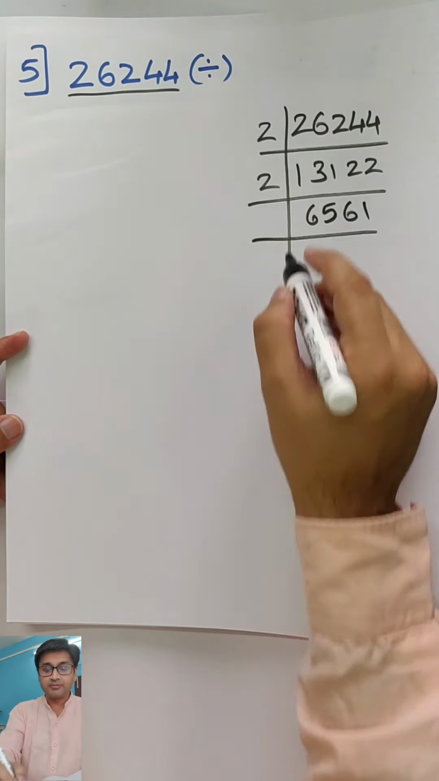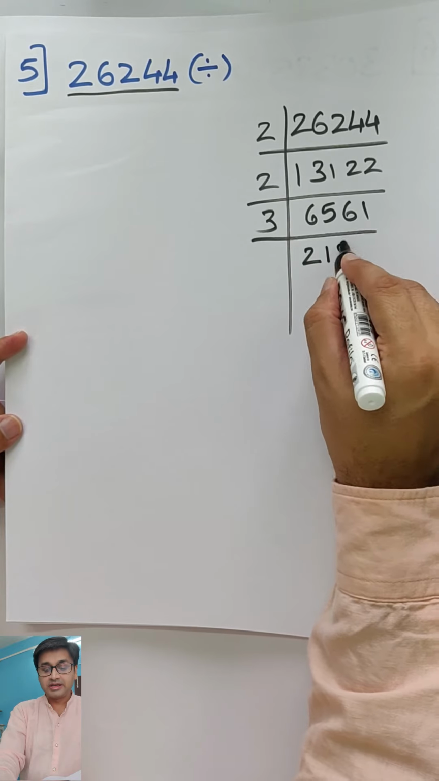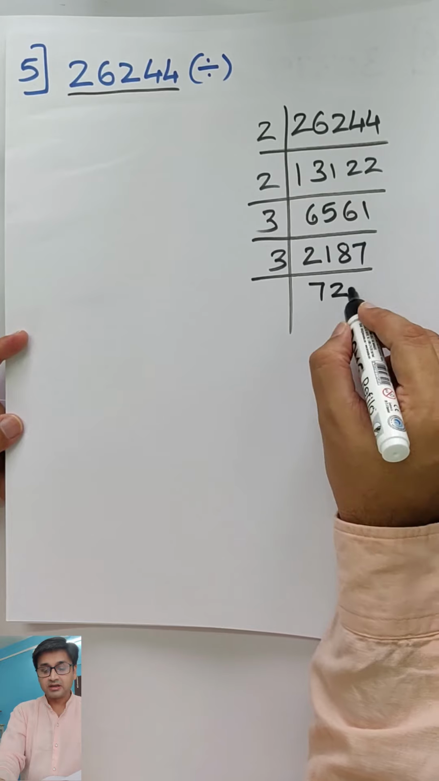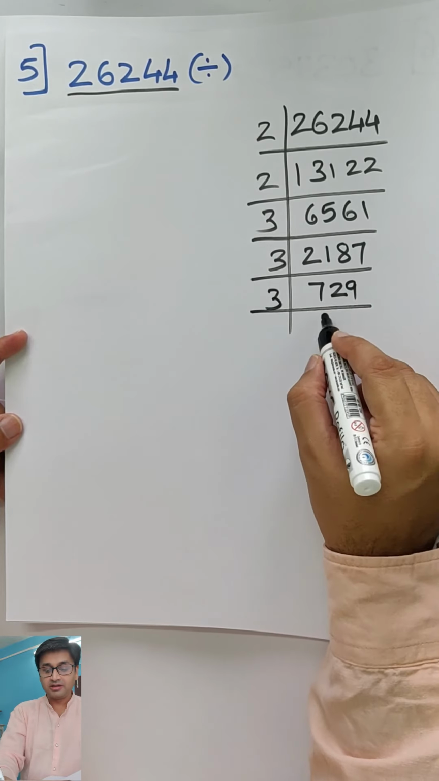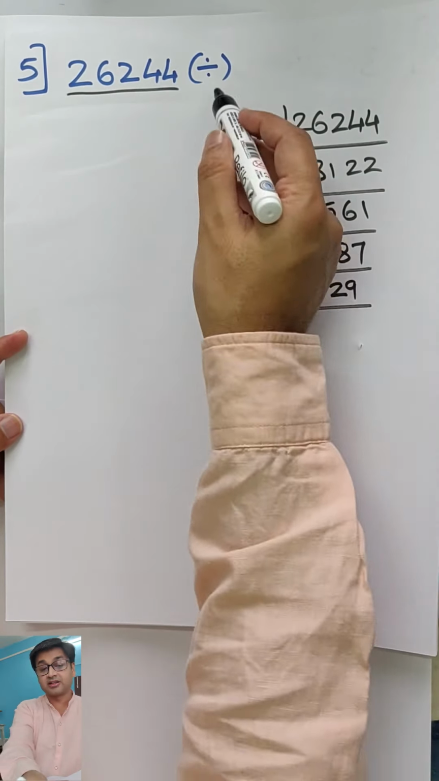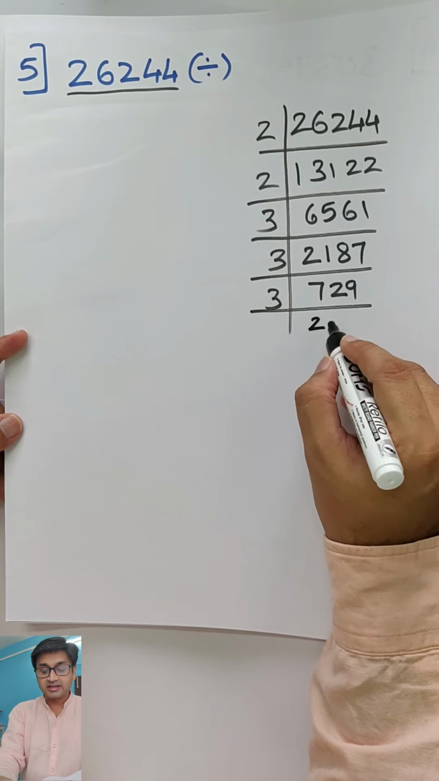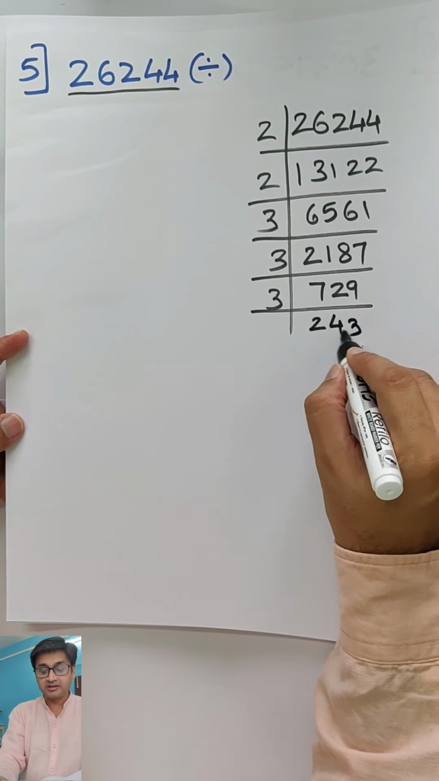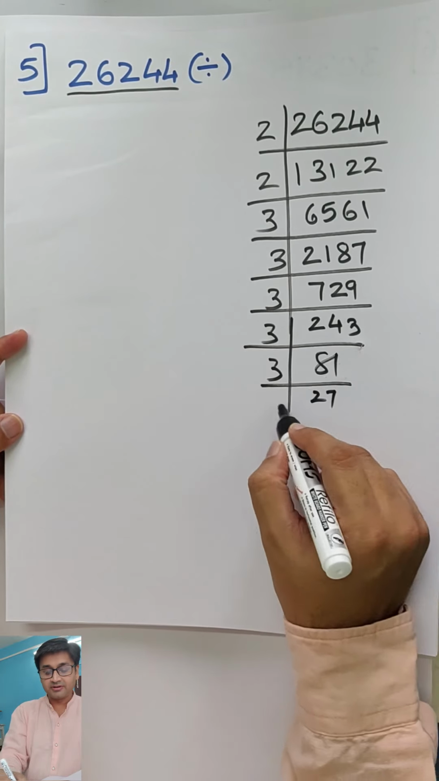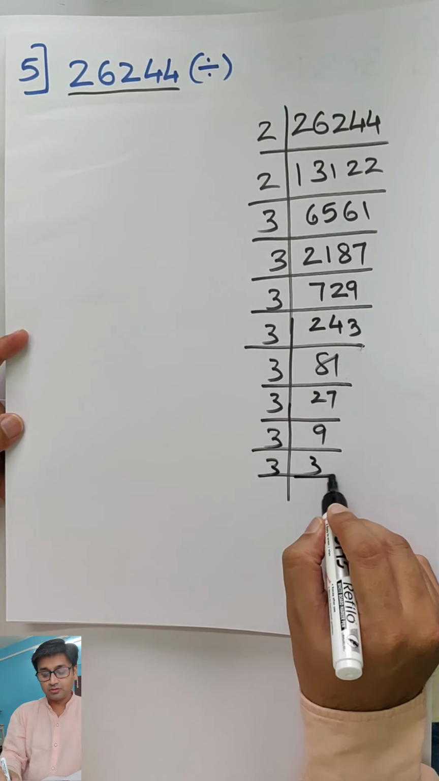So 1, 2 5s are 10, 6s are and 1s are. Have I done it correct? Maybe. So 3. 3 2s are 6, 3 1s are 3, 3 8s are 24 and 7s are. 3 7s are 21, 3 2s are 6 and 9s are. Again 3. Now 9 I know is, no, it's better right now you take factors because what has to be divided. Directly don't take 9, okay? So 3 2s are 6, 3 4s are 12 and 3 3s are 9. Again 3 81, 3 27, 3 9, 3 3 and 3 1.